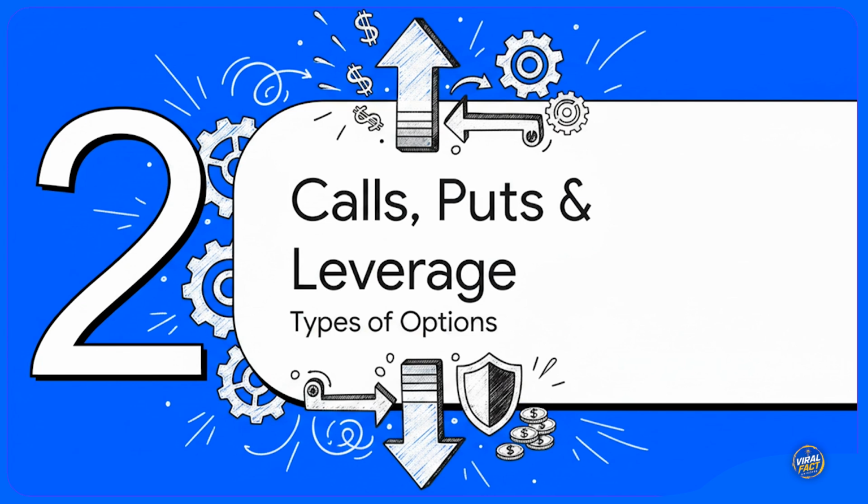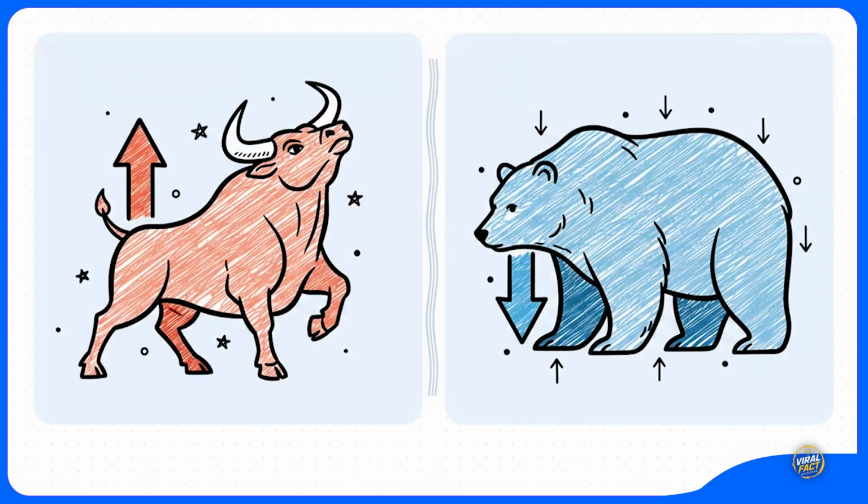Moving on to Section 2, calls, puts, and leverage. Now that we've got a handle on what a contract actually is, let's see how this builds into the two main types of trades you'll be looking at. So the really crucial thing to grasp here is this kind of mirror image concept. A call is basically a bullish bet. It gives you the right to buy 100 shares at that specific strike price. A put, on the flip side, is a bearish bet. That one gives you the right to sell those 100 shares.